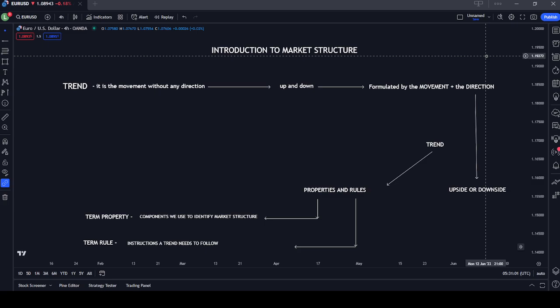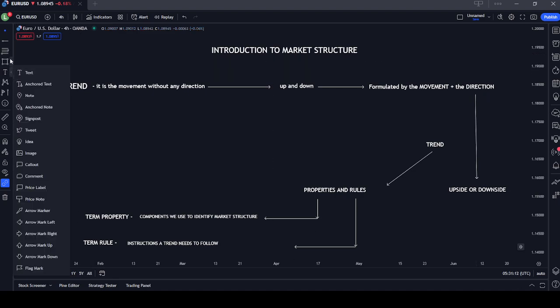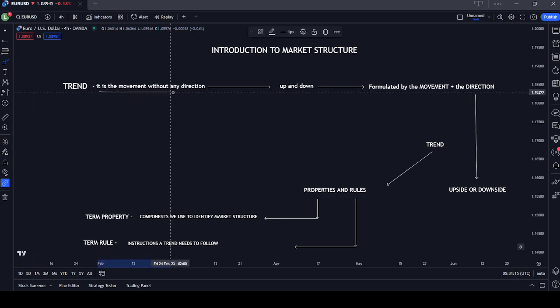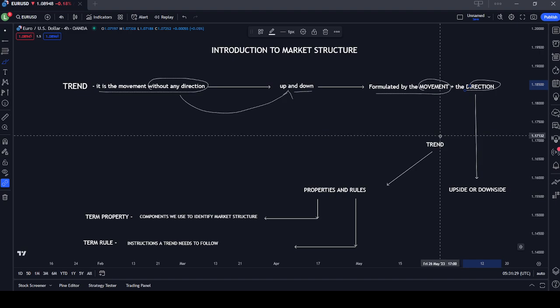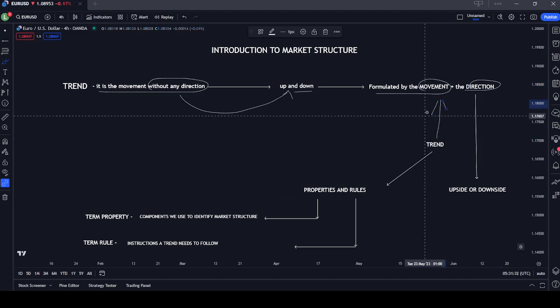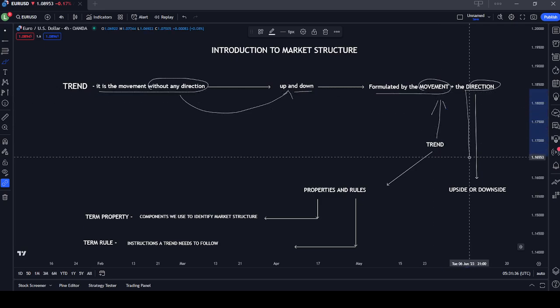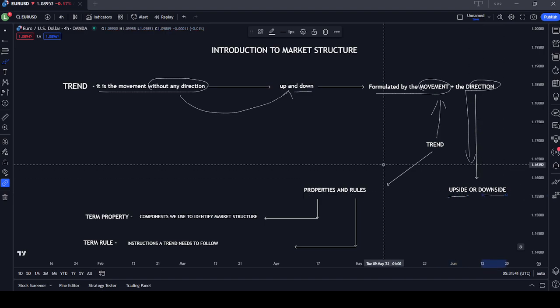On today's session, we are going to focus on an introduction to market structure. I want us to focus on a trend. So what is a trend? A trend is movement with a direction. When you're talking about direction, we are mainly talking about up and down, which are formed by the movement plus the direction. So for you to have a trend, you must have the movement, and for the direction, price will either push to the upside or downside. I hope I'm clear.